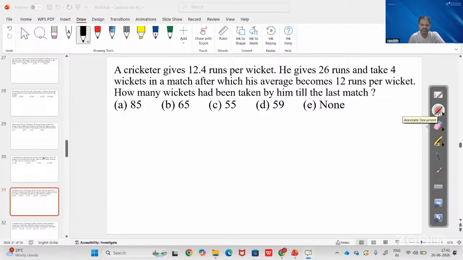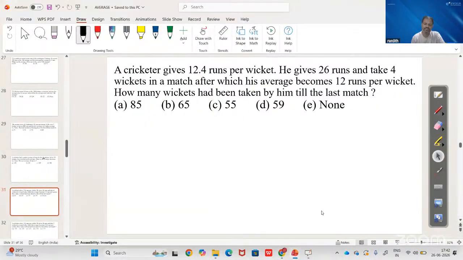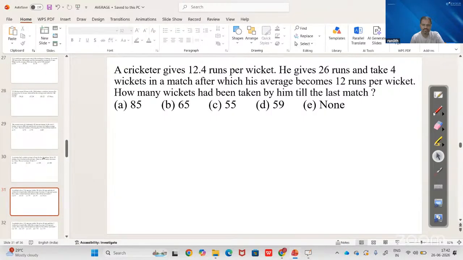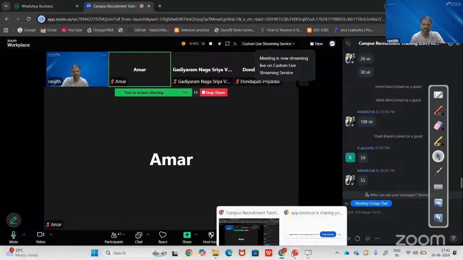Next question, bowling average. So what is the answer for this one? 59, 55. So let's see what will be the answer.